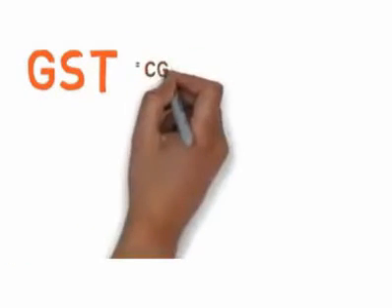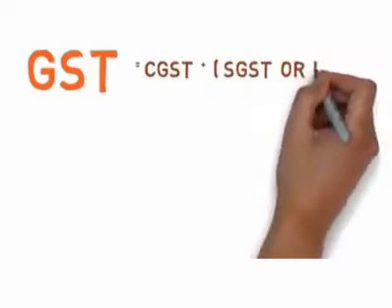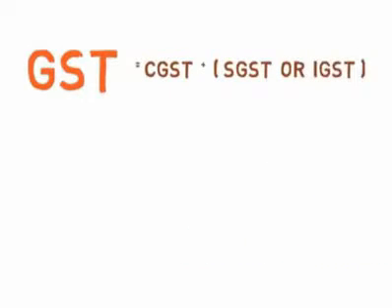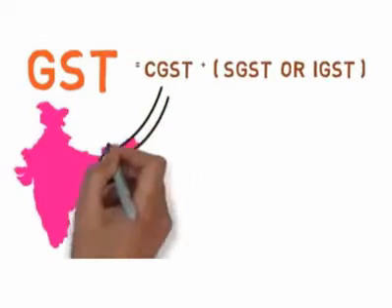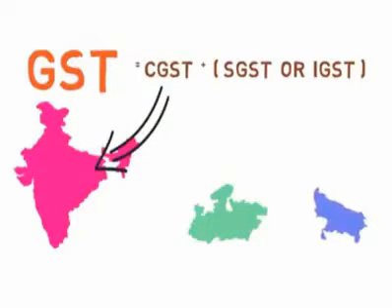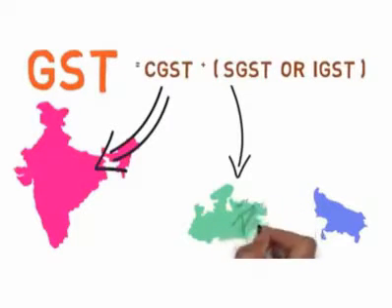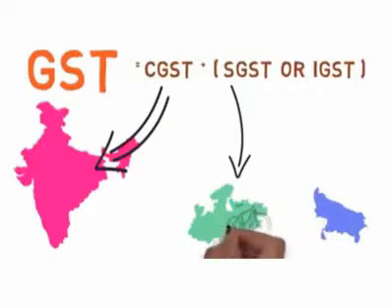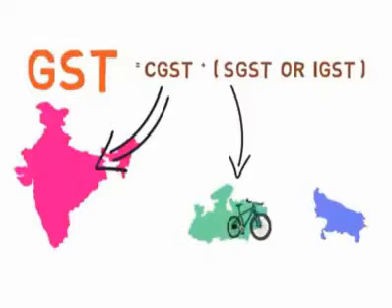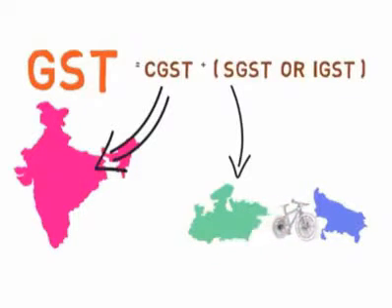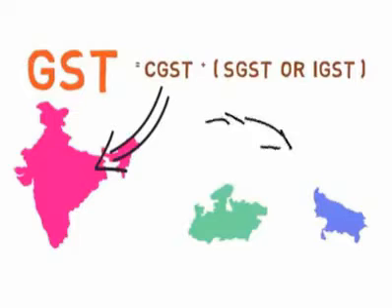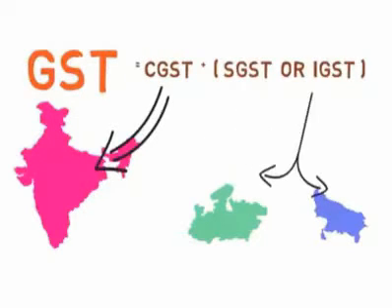GST is a combination of CGST and SGST or IGST. CGST is central GST, which is paid to the central government. SGST is the state GST which is paid to the state government, and IGST is the integrated GST which comes in the situation when goods and services move interstate. For example, product A is manufactured in Madhya Pradesh and sold in Uttar Pradesh, so IGST is distributed between both the states. In this case, SGST will not be collected.